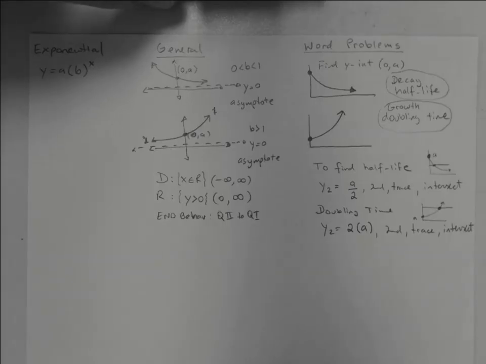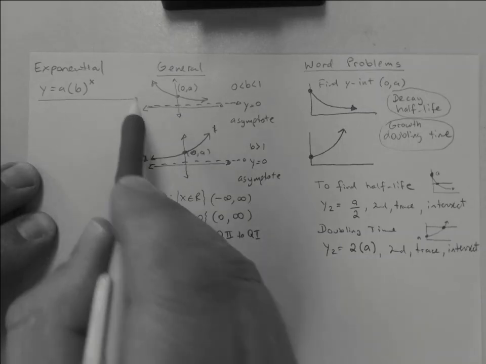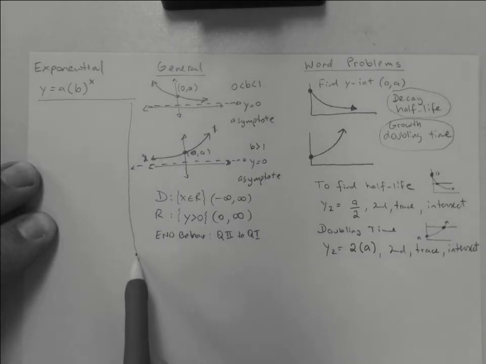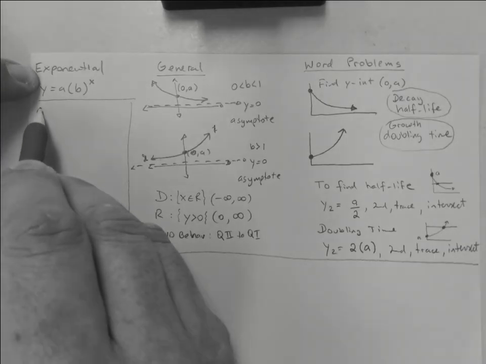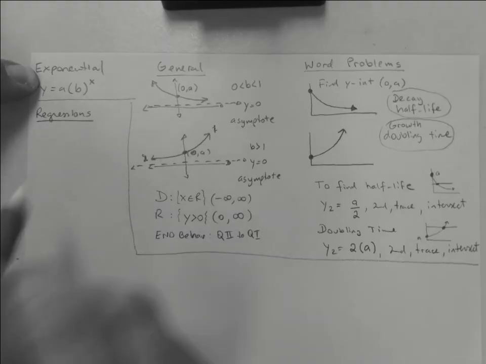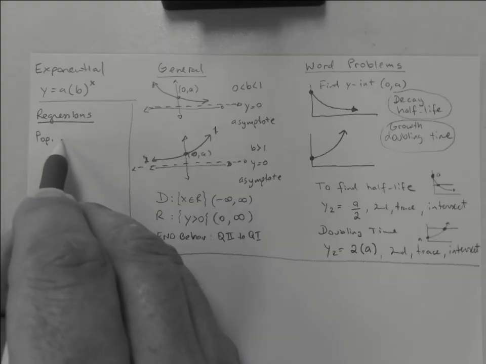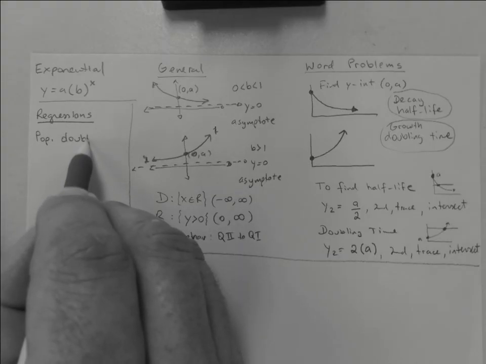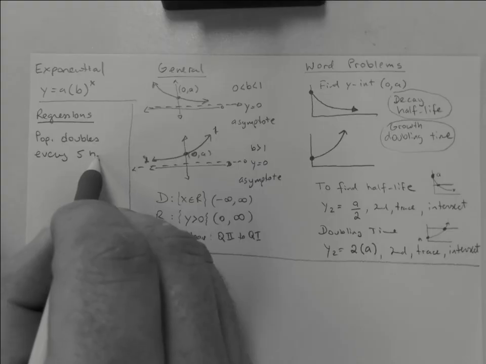Let's do, I still want to do this here. I don't know what your space is, just fit it in somewhere for now. I will close that off. And I would say regressions. Regressions, if, you know, population doubles every 5 hours.